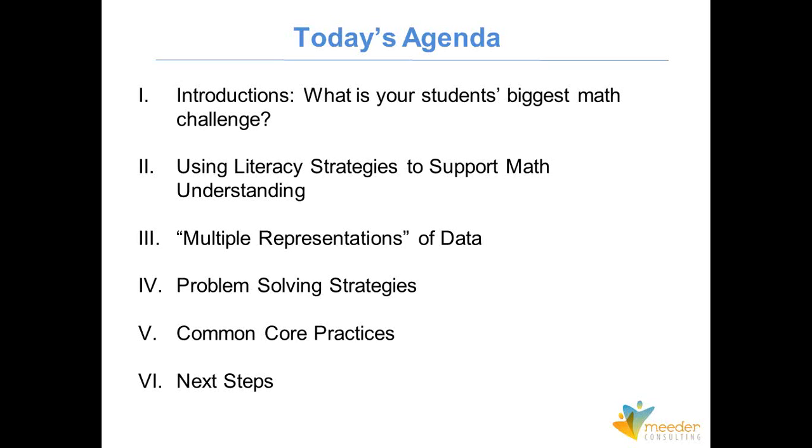From there, we'll look at some multiple representations of data. What this involves is helping students think visually about math and data and taking information that they see in one form and translating it to another. The next section will be some problem-solving strategies, so some tips on how do you help a student who doesn't even know where to begin working on a word problem. What are some strategies that you can help them with?